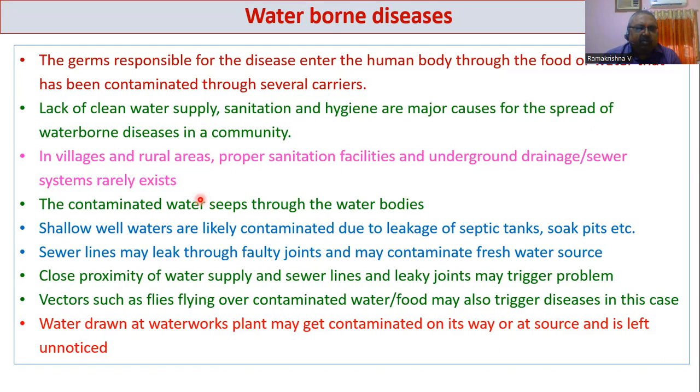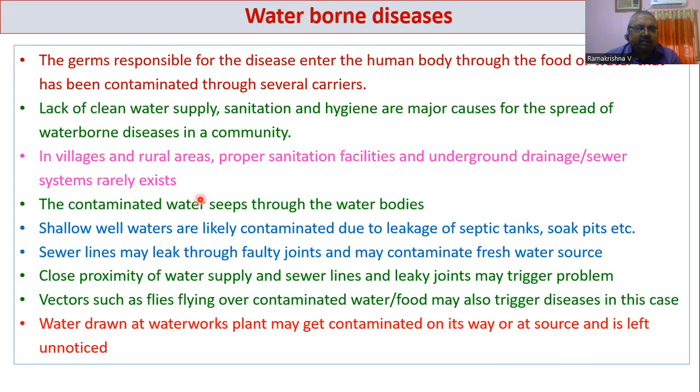Sewer lines may leak through faulty joints and may contaminate freshwater sources. Water supply and sewer lines are often in close proximity, and they may have leaky joints. Usually the water pipes are at a higher elevation compared to the sewer pipes, which will be below the water pipes. When you cannot go deeper, there is a possible leakage of sewer water into the water pipe through leaky joints. That can be a cause.